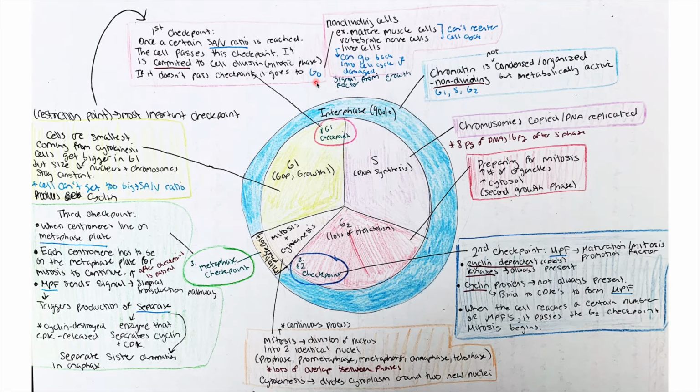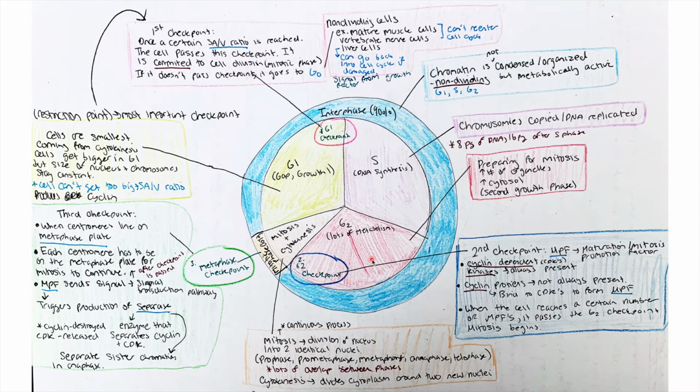This phase is for non-dividing cells, like mature muscle cells and nerve cells, which seldom divide and cannot re-enter the cell cycle. After G1 comes the S phase, where chromosomes are copied and DNA is replicated. Next comes G2. G2 involves the preparation for mitosis, increasing the number of organelles and cytosol.